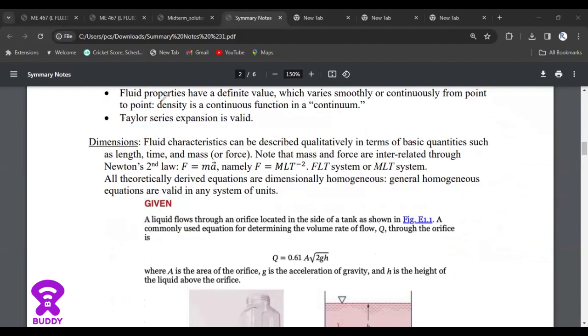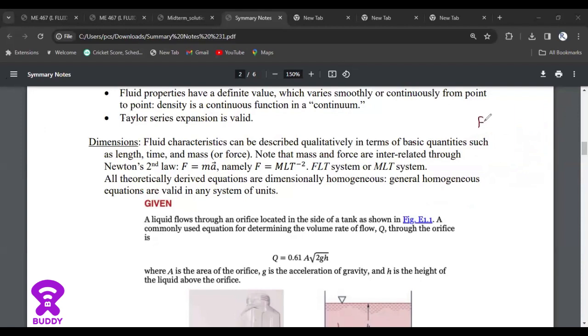The fundamental dimensions we have are mass, length, and time, right? We do have one more, temperature, but that is not required here. It is required in heat transfer. Mass is M, length is L, time is T. These are the fundamental dimensions, and every formula in mechanics, every unit, we need to specify in these dimensions.